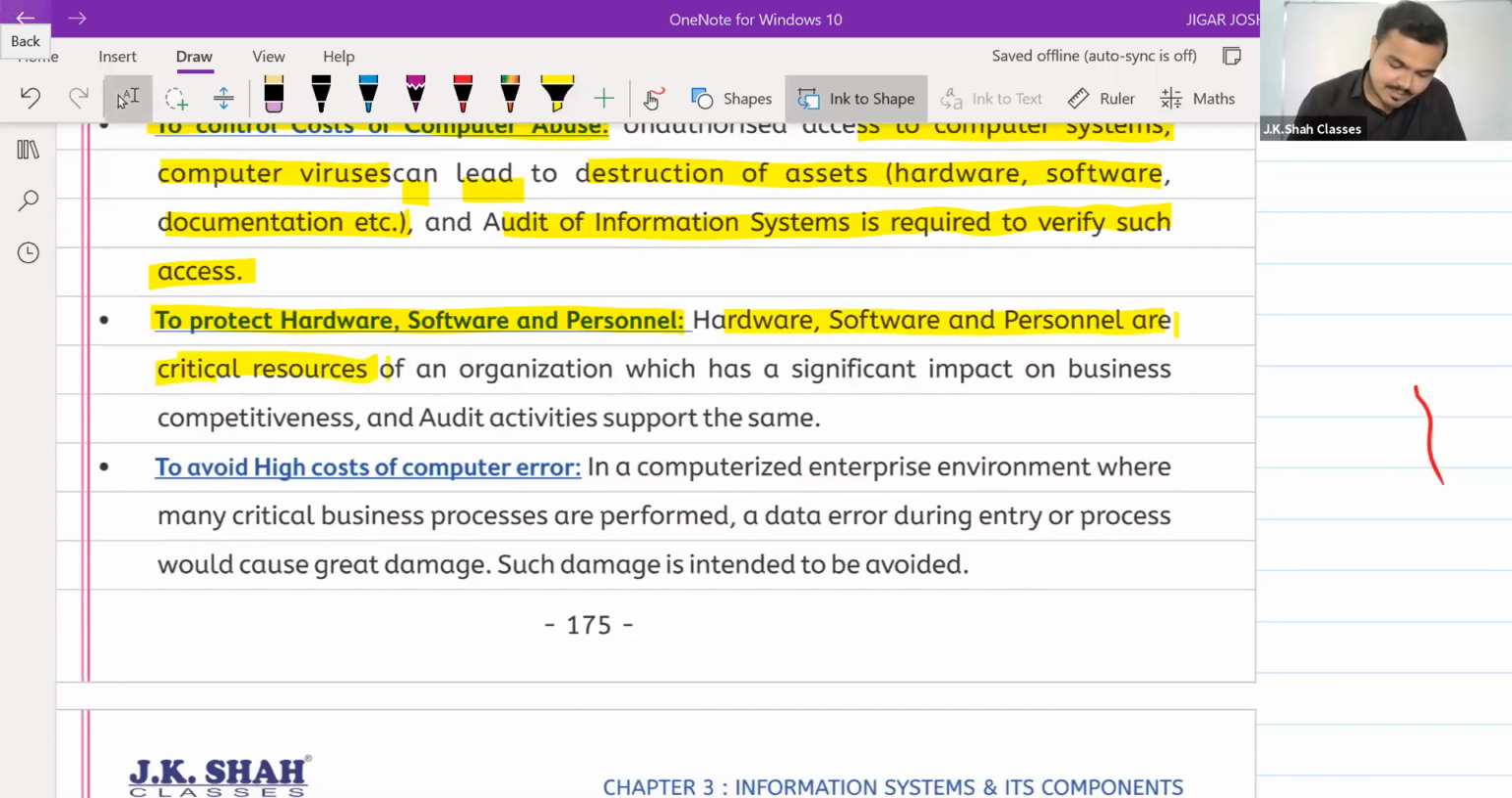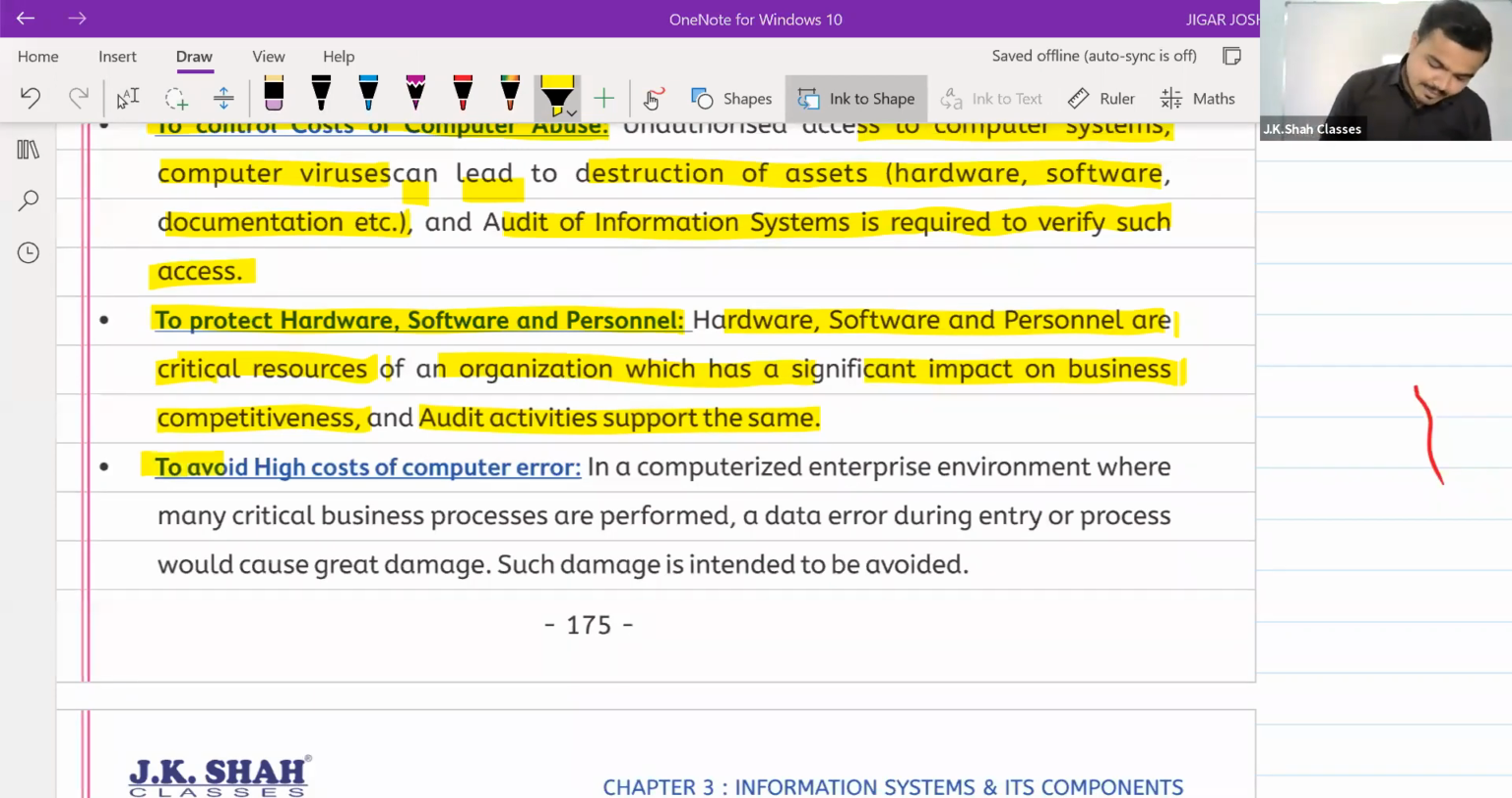In an organization which has a significant impact on business competitiveness, audit activities support the same, so that we become more competitive because our records are properly maintained. Last but not the least, avoid high cost of computer error. What is high cost of computer error? Entire data is gone, entire system failure, the system is not working at all. All this happens in only one condition: where the computer is not maintained properly, proper backup is not maintained, and significant data loss could occur.